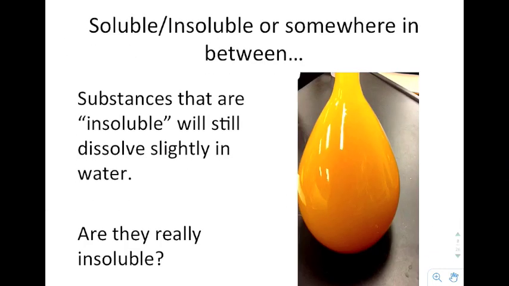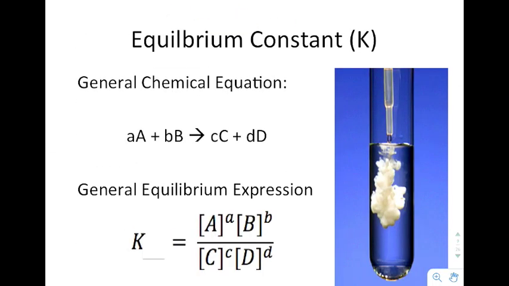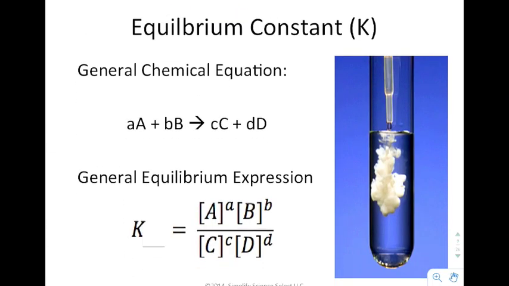So whenever we look at soluble or insoluble or somewhere in between, we say, okay, the substances that are insoluble will still dissolve slightly, like a very, very small amount, like 10 to the minus 12th, but they still do dissolve. Are they really insoluble? And the answer is yes. Soluble versus insoluble is a degree of solubility, not an absolute. So we generate what's called the equilibrium constant expression.